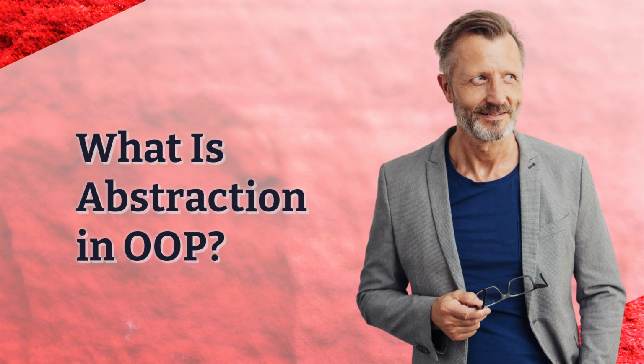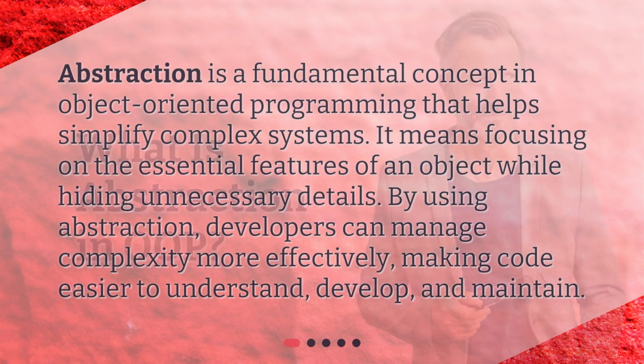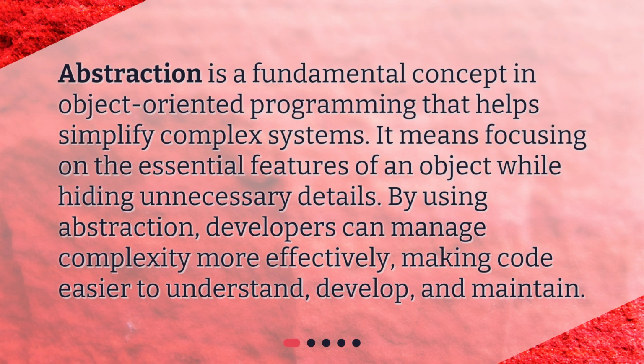What is abstraction in OOP? Abstraction is a fundamental concept in object-oriented programming that helps simplify complex systems. It means focusing on the essential features of an object while hiding unnecessary details. By using abstraction, developers can manage complexity more effectively, making code easier to understand, develop, and maintain.